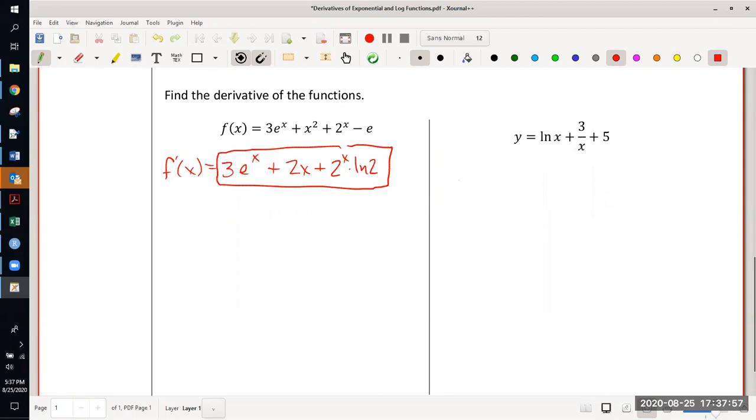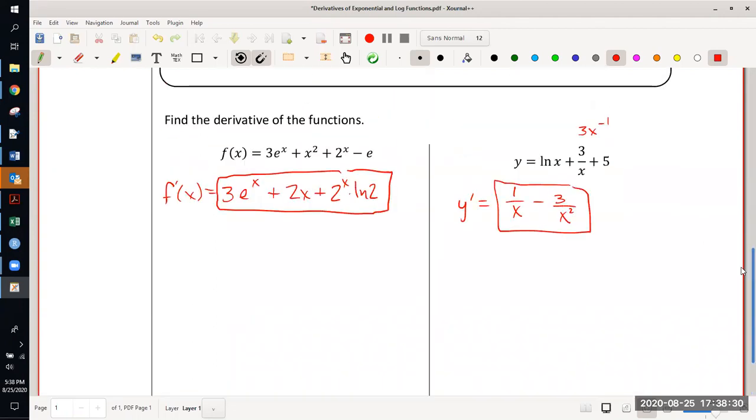For this one here, y prime, again, I'm going to use the sum rule, constant multiple rule, the standard rules. The derivative of natural log of x is going to be 1 over x. This, remember, can be written as 3 times x to the negative 1. So I'm going to write that as negative 3 over x squared. That is negative 1 times 3 times x to the negative 2. And then the derivative of a constant is 0. So that's our answer there. And that's it.